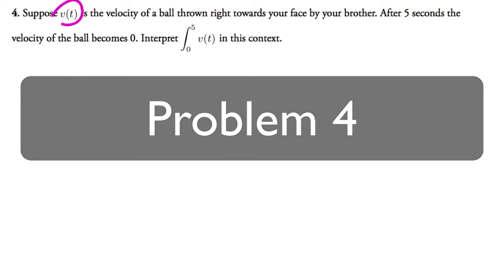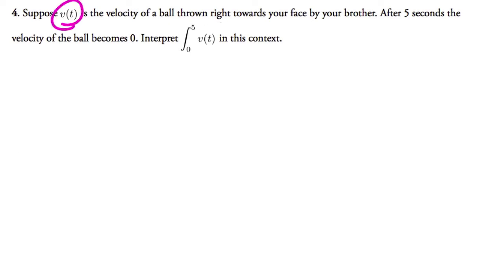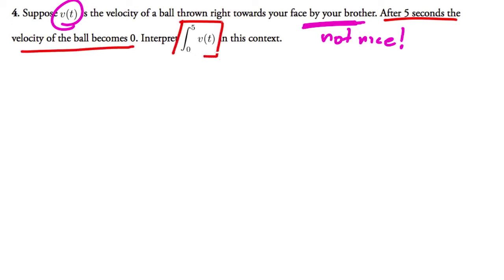So suppose V of t is the velocity of a ball thrown right towards your face by your brother. That is not nice. Let's say it's a Nerf ball, because we want to stay family friendly here. But then after 5 seconds, the velocity of the ball becomes 0. Interpret the integral from 0 to 5 of V of t dt in this context. This one's also missing the dt. Sorry about that.